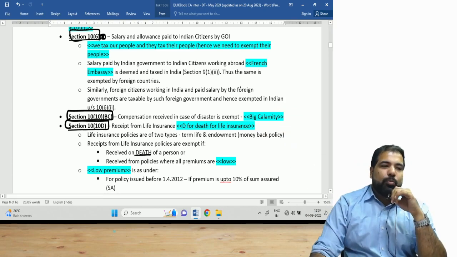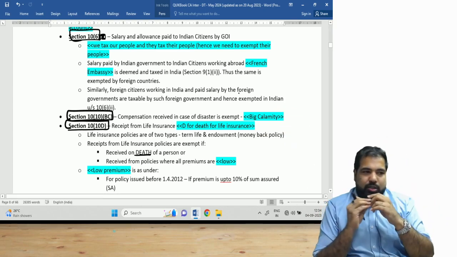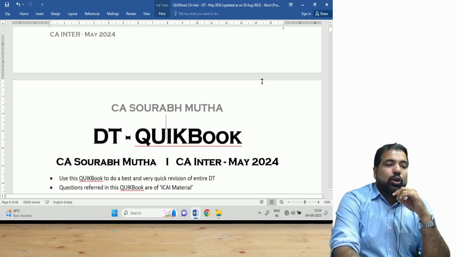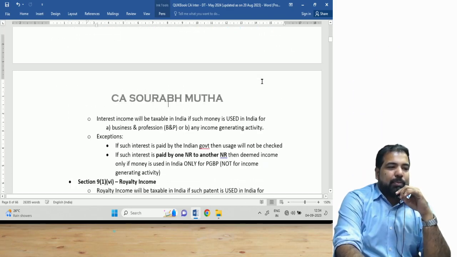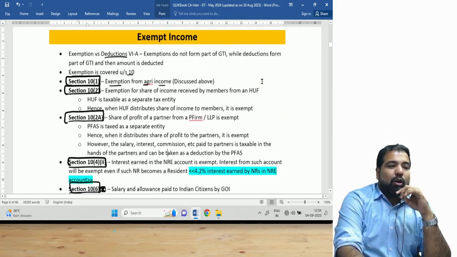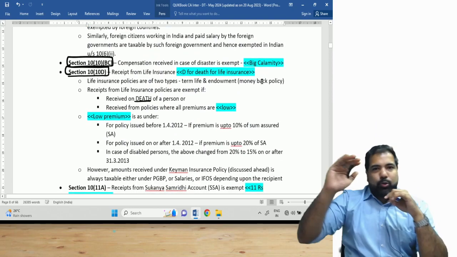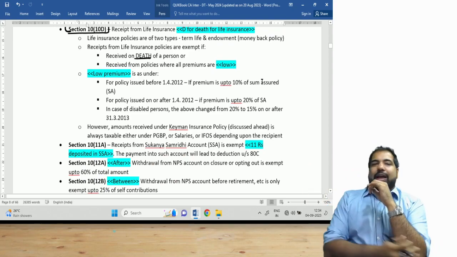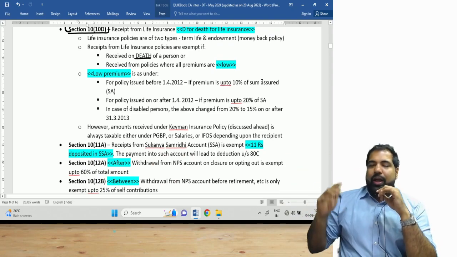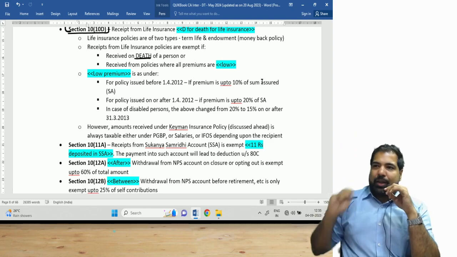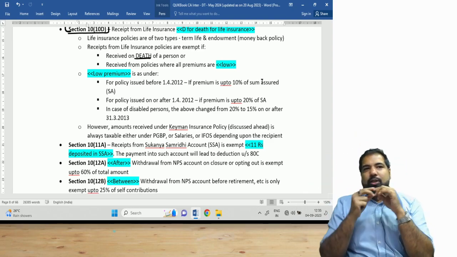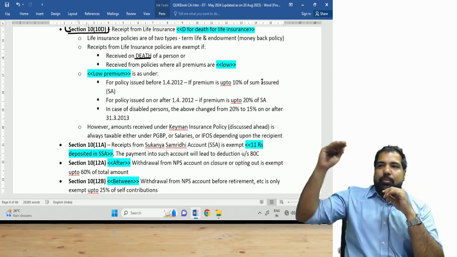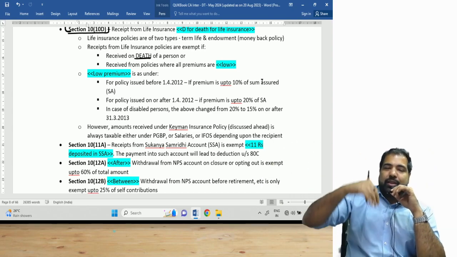Now, what is low premium depends on when you've taken the policy. If the policy is taken after which date? 1/4/2012. Excellent. Then what percentage? 10% of sum assured. That is low, up to 10%. So if the sum assured is 12 lakh, then 1.2 lakhs. Every premium you pay should be up to 1.2 lakh. And if the policy is taken before, then 20%. For a disabled person, it changed in 2013 and the 20 became 15 for them, thankfully. If the premiums are low, congratulations, no tax when you get the money back.